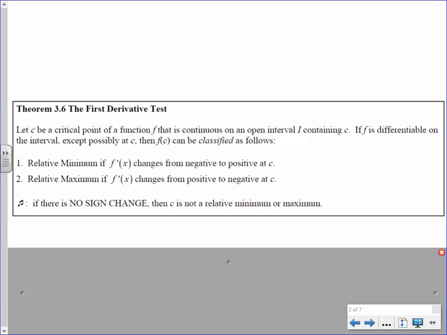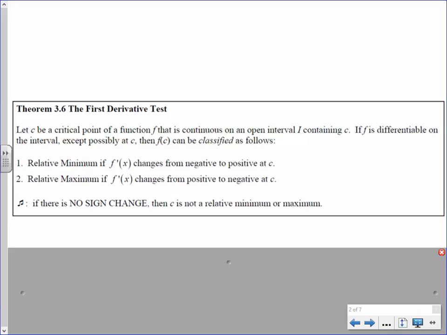Now, while I'm waiting on a couple of people to finish up, there will be times where I ask you to justify whether a coordinate is a relative minimum or a relative maximum. The justification is this right here. If your derivative changes from positive to negative, or if your derivative changes from negative to positive, those would be your justifications for if you have a relative minimum or maximum.